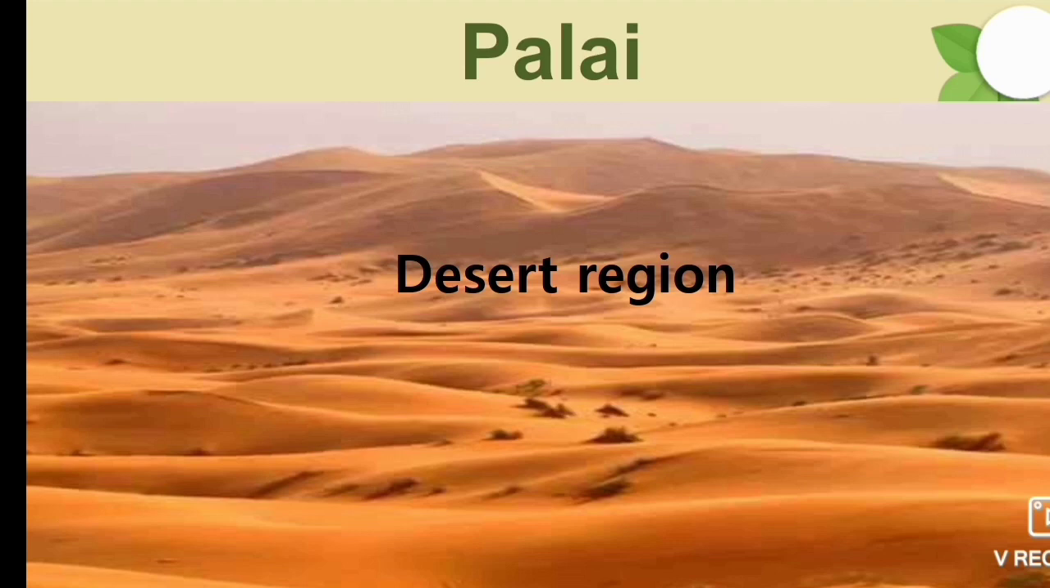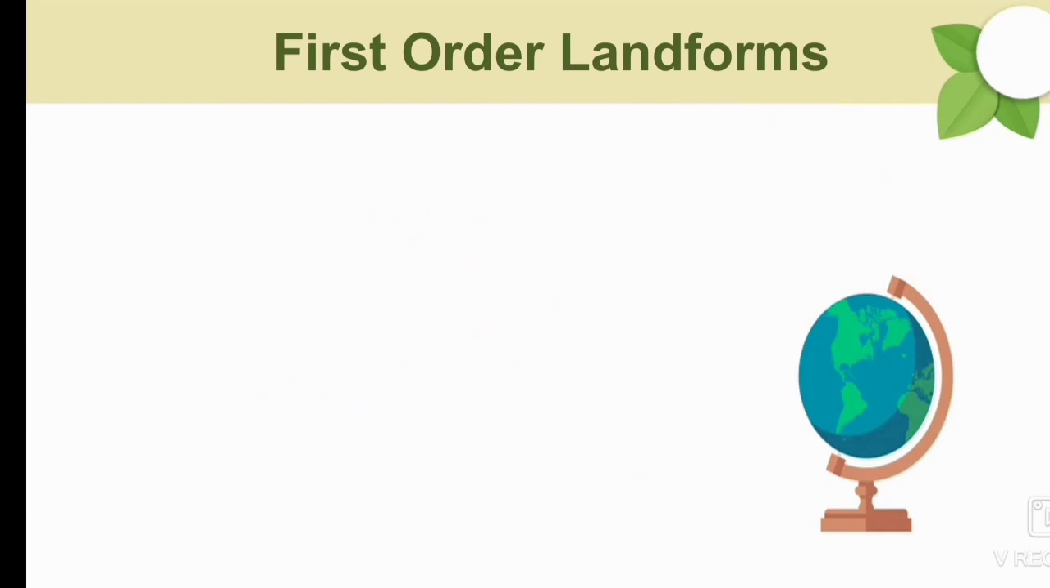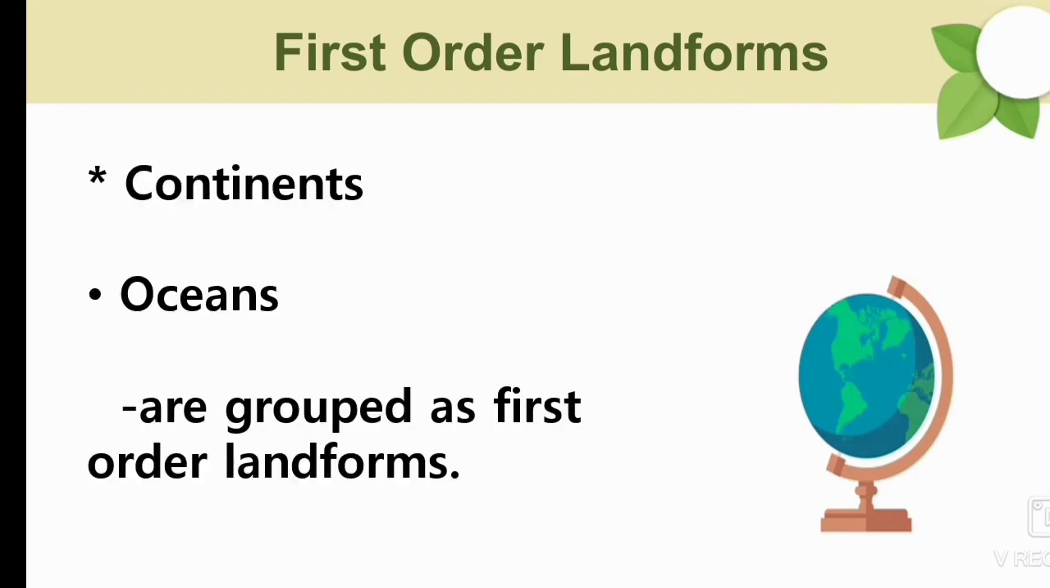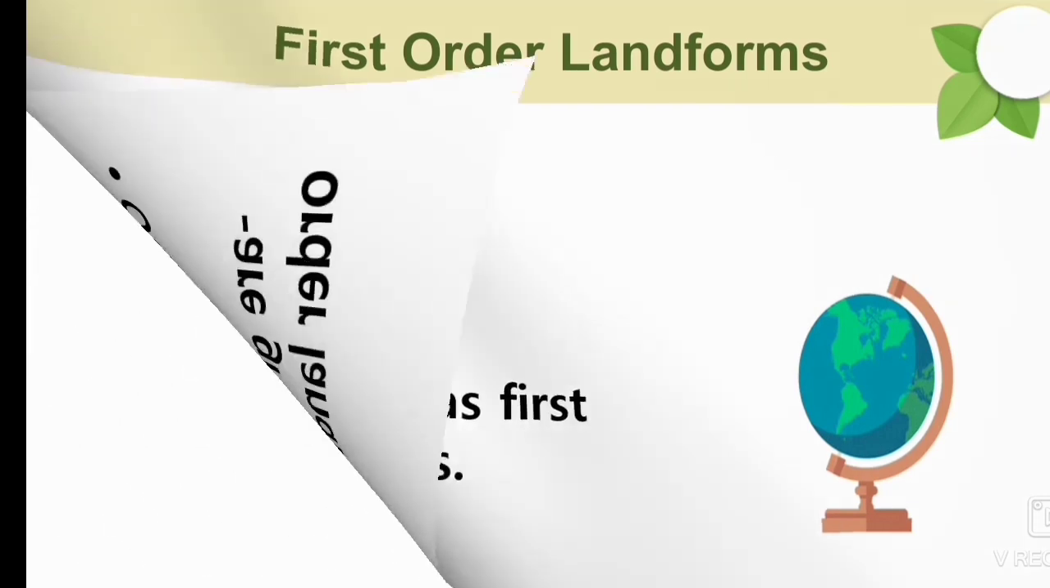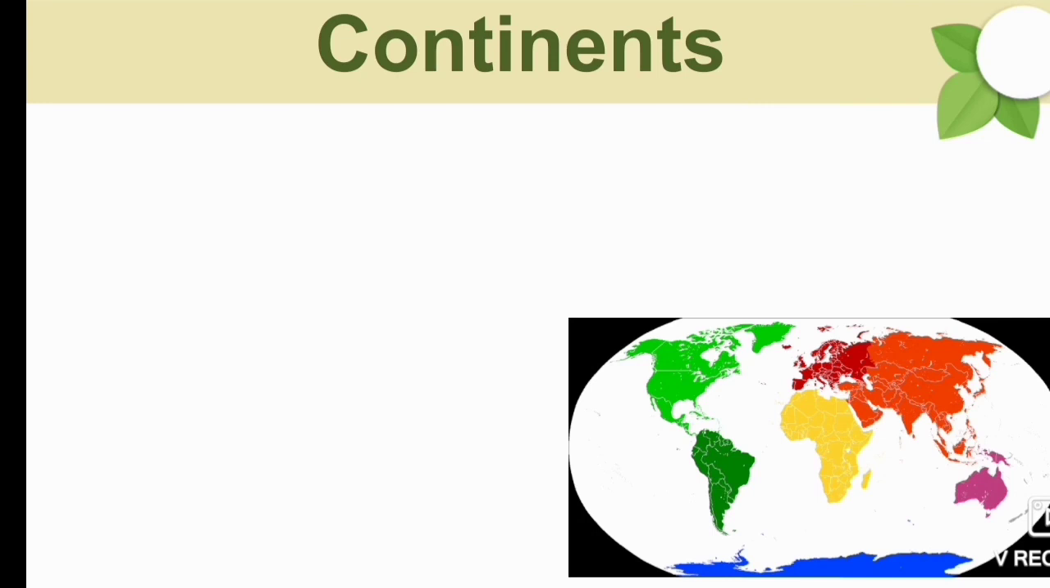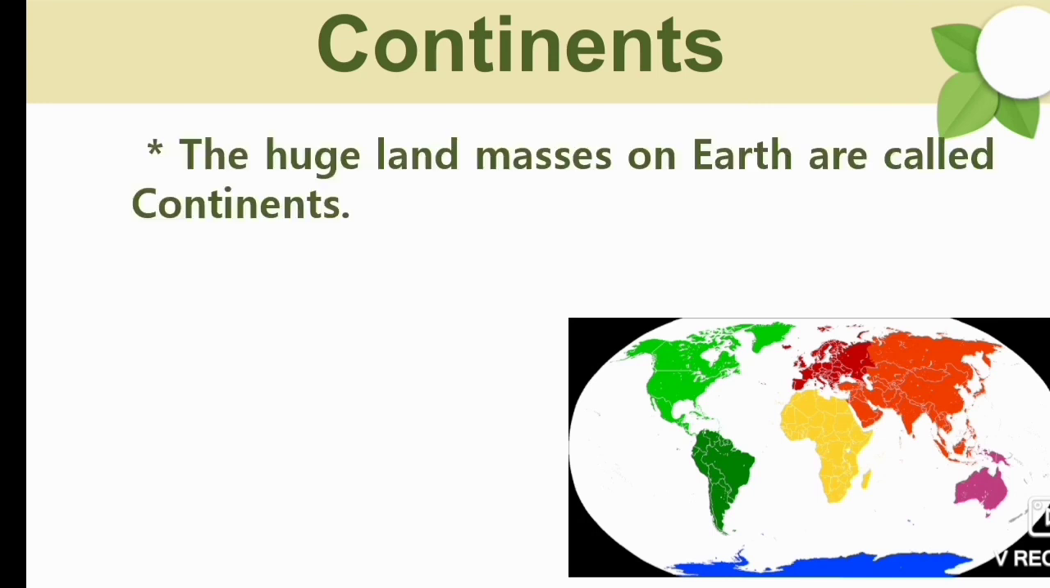Students, the next important term mentioned in this lesson is first order landforms. Continents and oceans are grouped as first order landforms. First we can see about continents. The huge land masses on earth are called continents, which means a very large area of land located on the earth's surface are called continents.